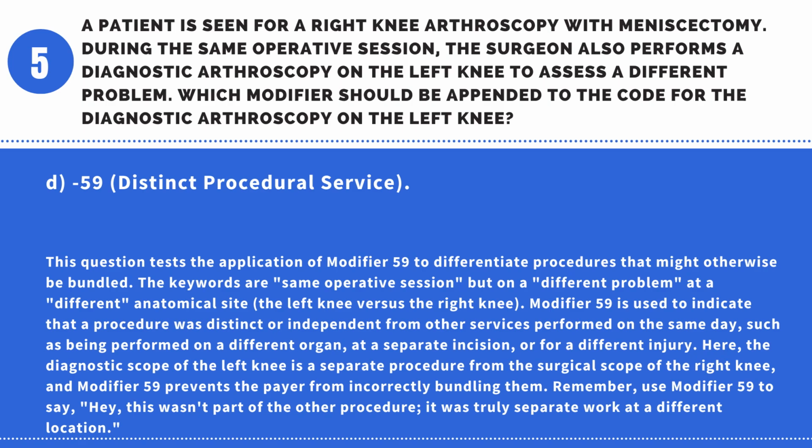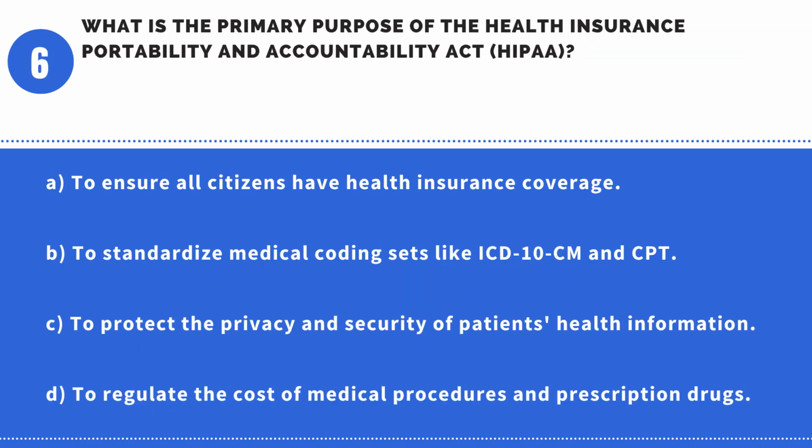injury. Here, the diagnostic scope of the left knee is a separate procedure from the surgical scope of the right knee, and modifier 59 prevents the payer from incorrectly bundling them. Remember, use modifier 59 to say, hey, this wasn't part of the other procedure, it was truly separate work at a different location. Question 6.